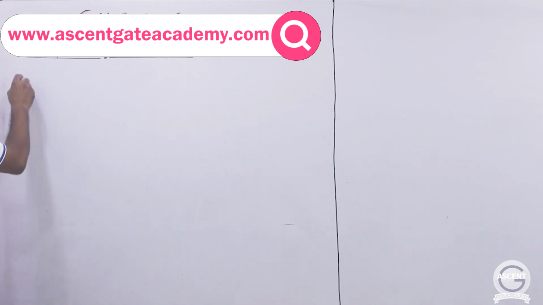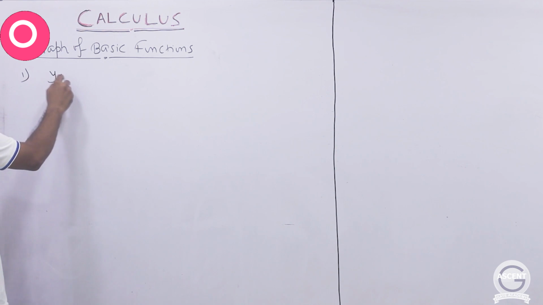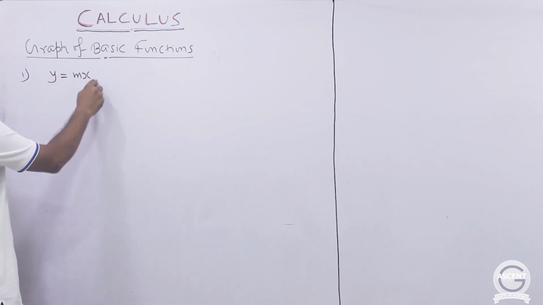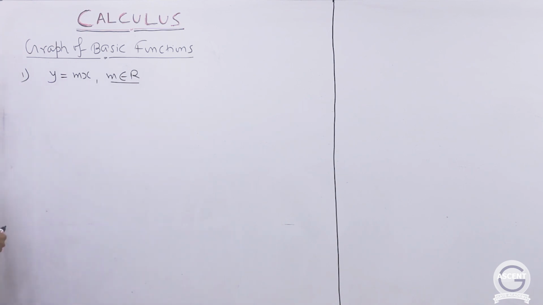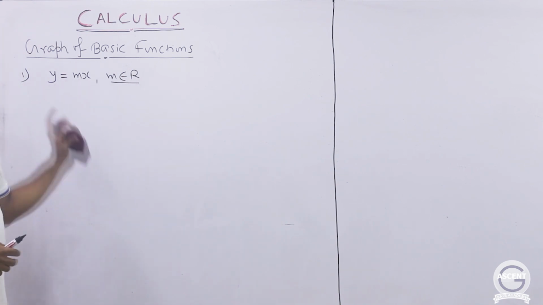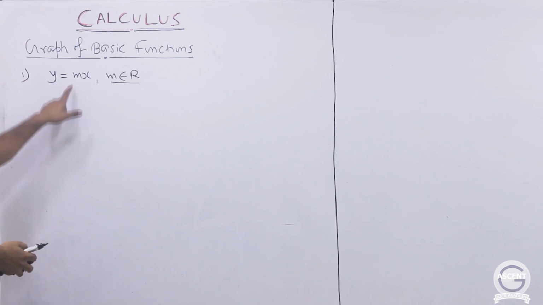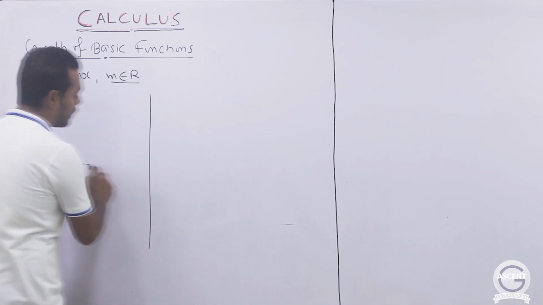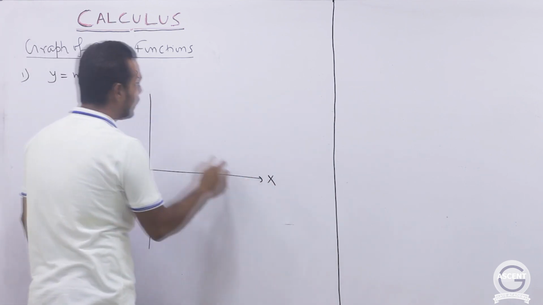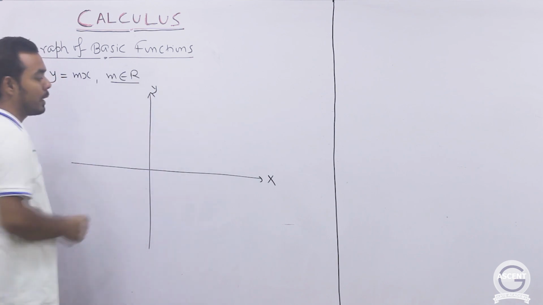So the first graph that we need to learn is graph of this function y equals to mx. M is any real number. Okay, so we all know that this graph is a straight line passing through origin, but we'll see what happens for different values of m. So let me first plot these two lines. These are our coordinate axis. This line is x axis and this is our y axis.